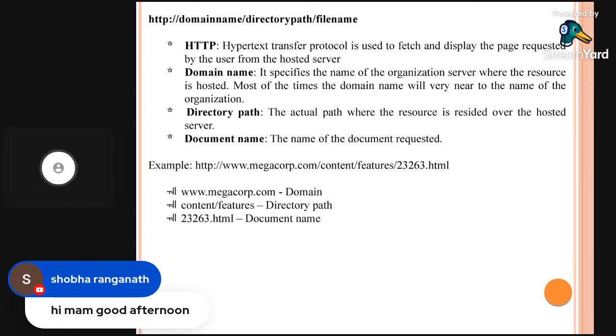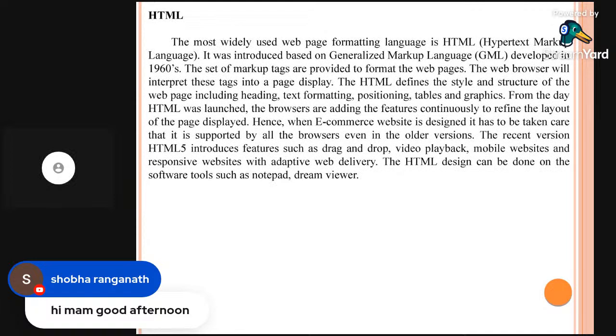Now, this is about hypertext or HTTP. Now, the next one is HTML. HTML is hypertext markup language. This is the most widely used web page formatting language. It was introduced based on the generalized markup language developed in the year 1960. It is a set of markup tags which are provided to format the web pages. The web browsers will interpret these tags into page display.